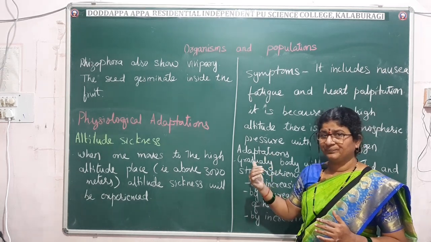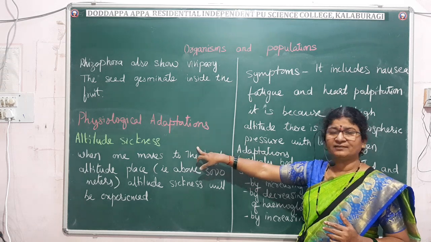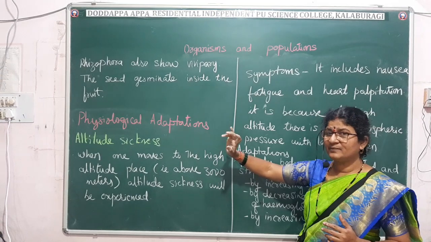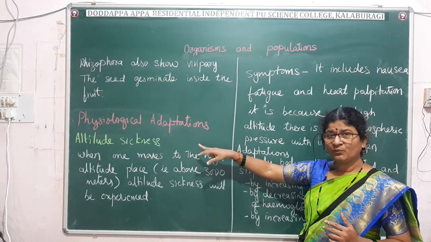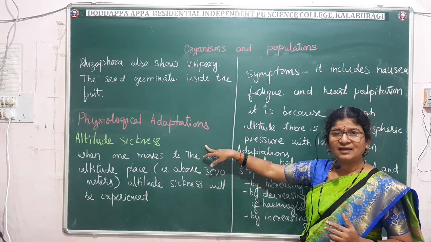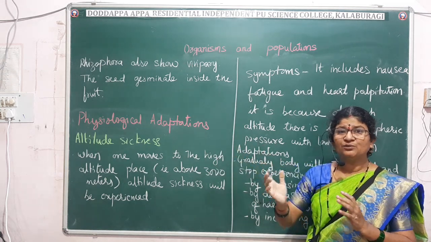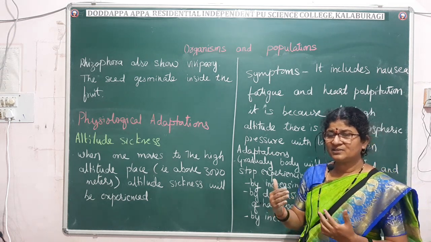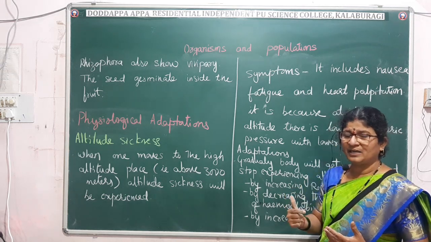Fine. So for this reason, usually the physician will advise us to go to hilly areas to take rest. So in physiological adaptation, I told you about altitude sickness. It is a question which is asked in animal theory, and MCQ questions can be framed on this adaptation. What do you mean by altitude sickness? When a person goes to a higher altitude, he experiences certain symptoms, and when the body experiences those symptoms, that is called altitude sickness. What are those symptoms? Nausea, fatigue, and heart palpitation.